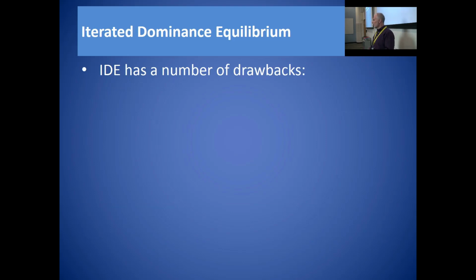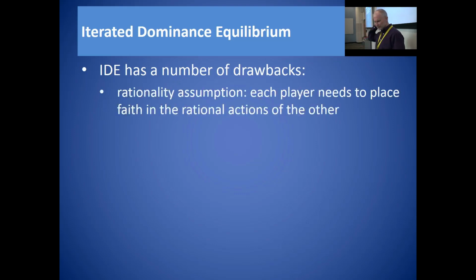However, this whole process does have a number of drawbacks. It has 2 inherent drawbacks. And the first one is that this whole idea of identifying an iterated dominance equilibrium relies upon the idea of rationality. Each player needs to be rational. Each player needs to act rationally. They need to appreciate the whole concept of rationality.